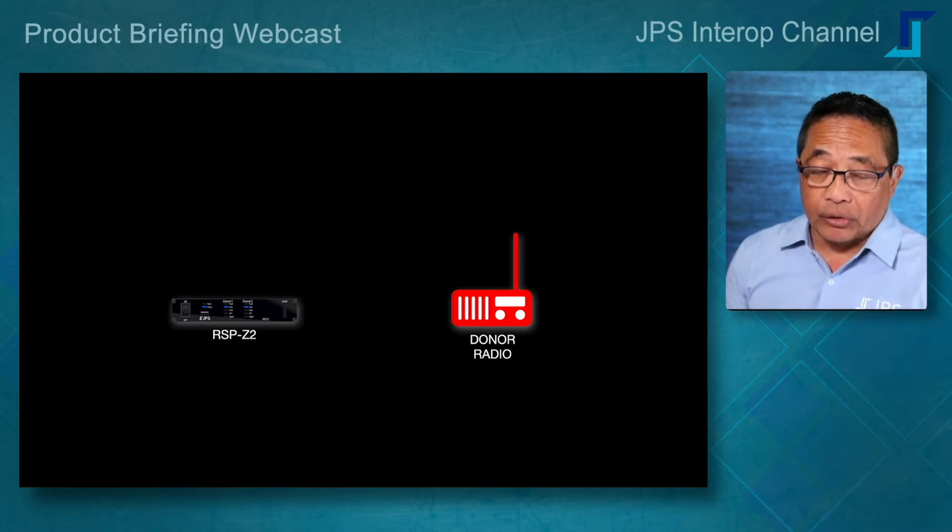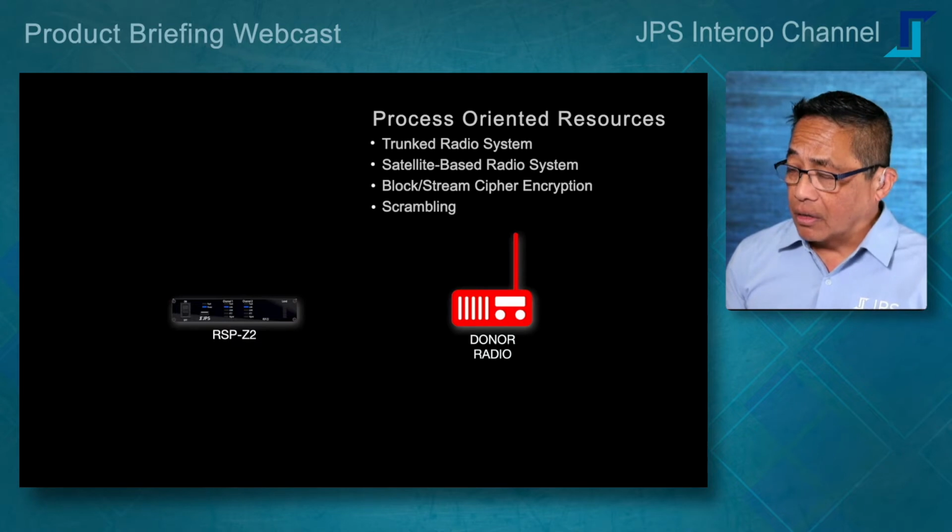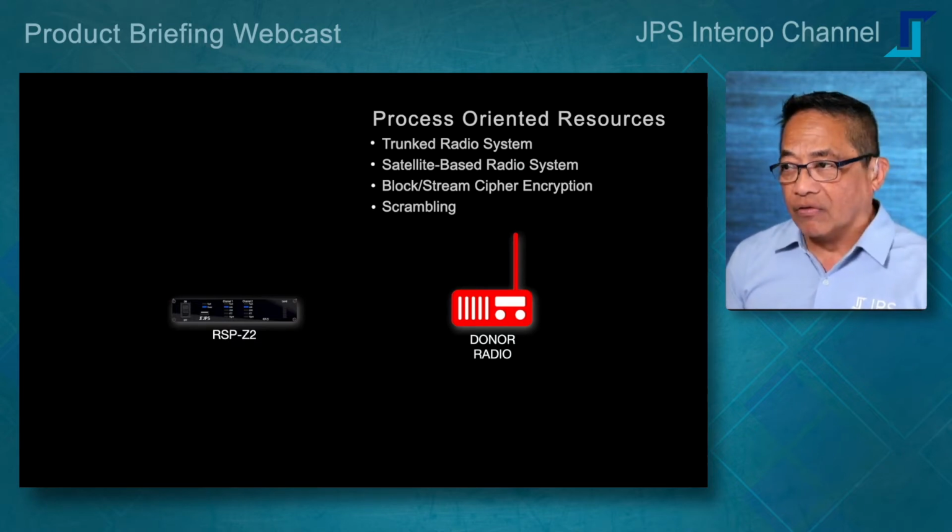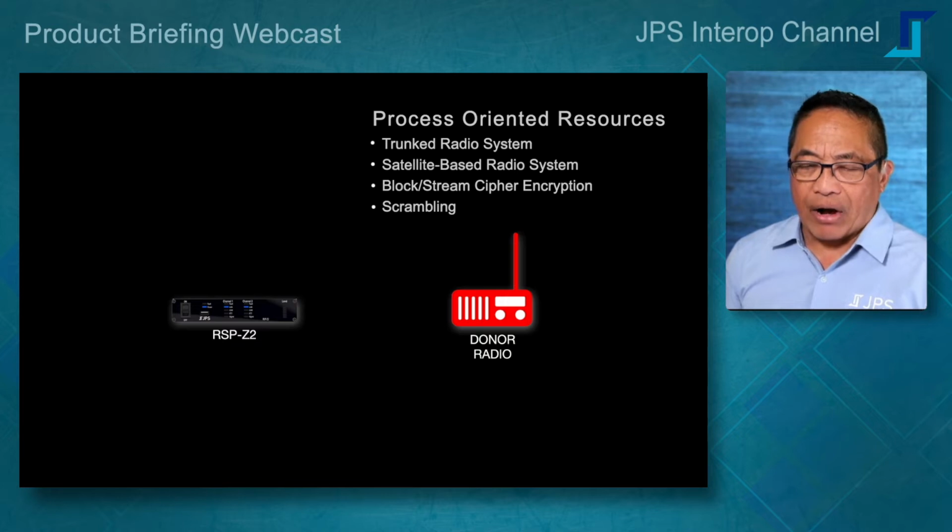And this could include trunk radios, satellite PTT radios, radios that use ciphertext or scrambling or block cipher, for instance. And those types of radios are inherently slow in terms of process delays. They have to go through algorithms prior to sending or transmitting voice information over the air.